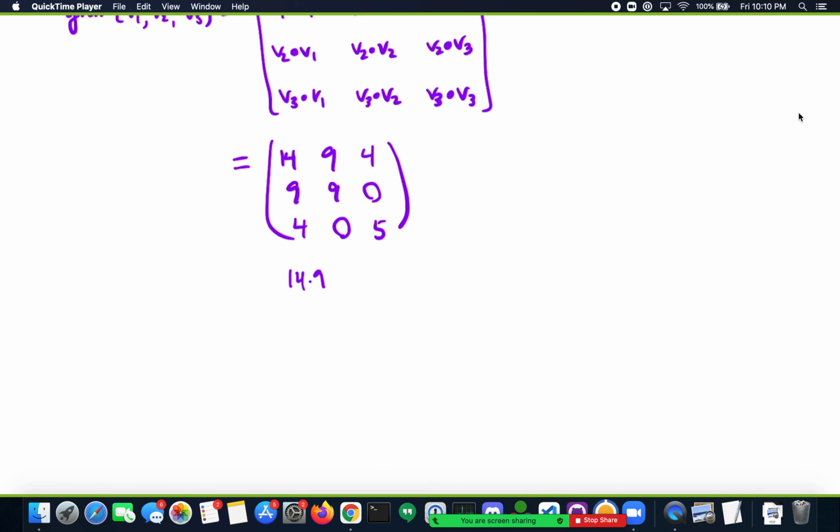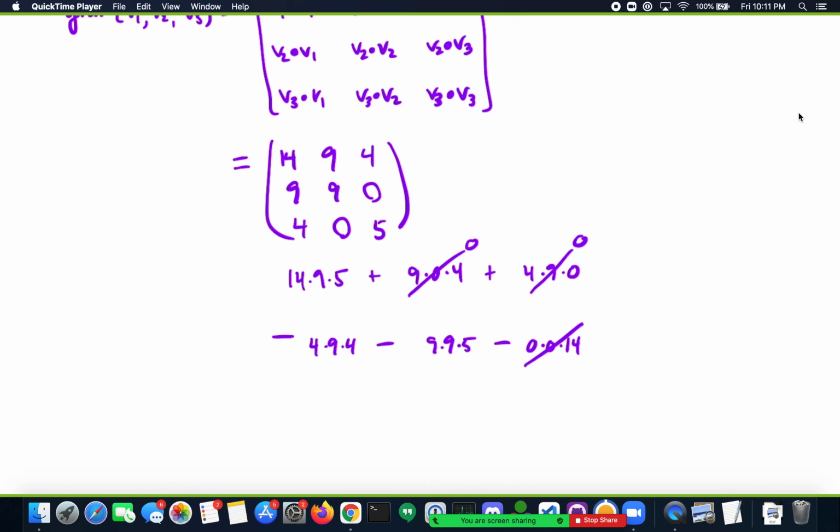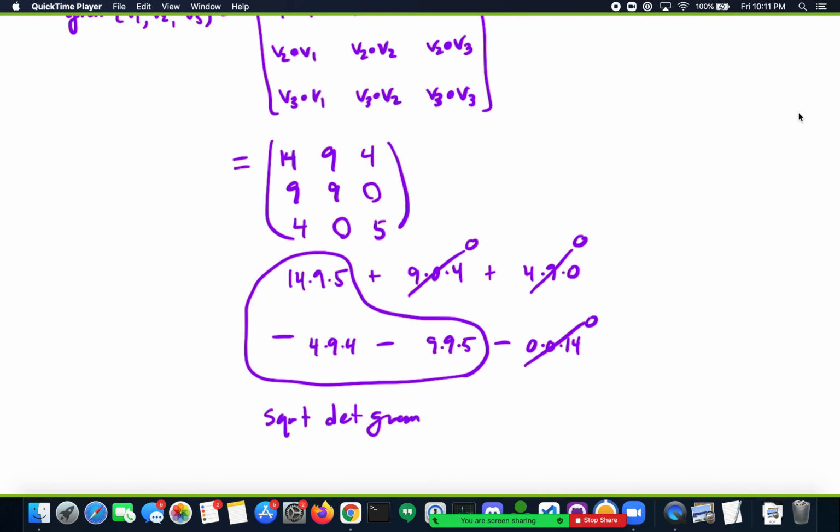It's 14 times 9 times 5 plus 9 times 0 times 4, that's 0, plus 4 times 9 times 0, that's 0, minus 4 times 9 times 4, minus 9 times 9 times 5, minus 0 times 0 times 14 is 0. Okay, so you see that having a few zeros in your matrix really simplifies the calculation. So whatever these three numbers give you is the determinant, and then the square root of the determinant of the Gram matrix equals the volume of the parallelepiped.